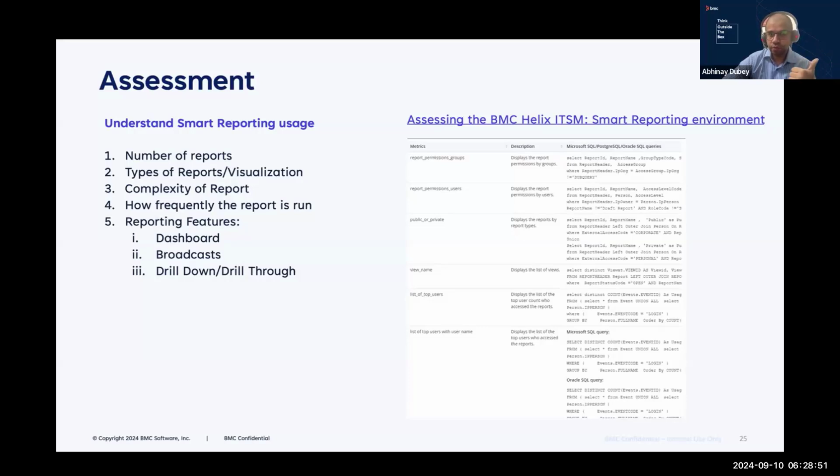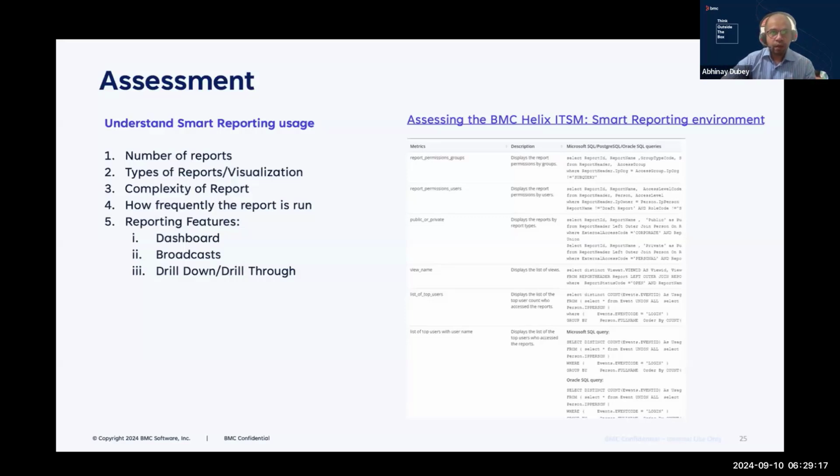So number 1, you can imagine the number of reports will have a big impact. How many reports are you talking about? 50, 500, 5,000? So the volume of reports is the number 1 factor. But then we also need to understand what type of reports these are. So what visualizations are they? Are they standalone reports? Are they co-display reports?